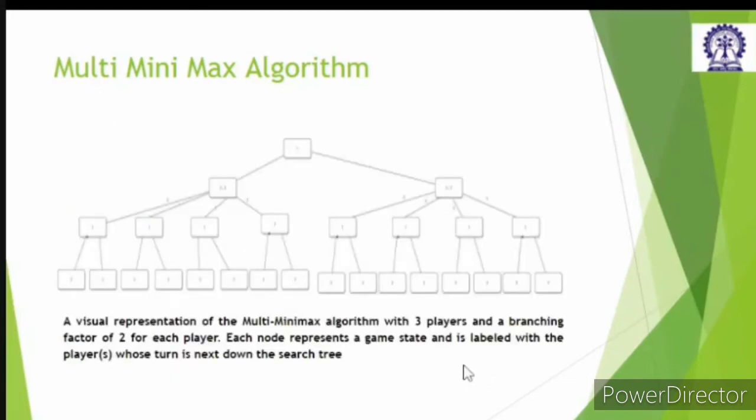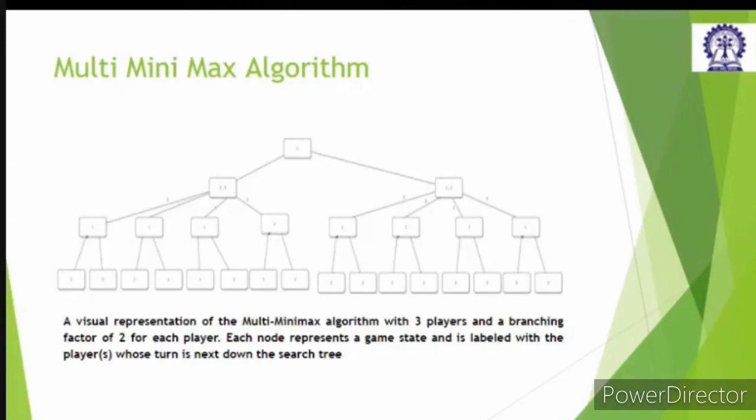This is a visual representation of the multi-minimax algorithm with 3 players and a branching factor of 2 for each player. Each node represents a game state and is labeled with the players whose turn is next down the search tree. Each edge represents a player's move. Nodes with multiple players have their outgoing edges labeled to indicate which player moved.